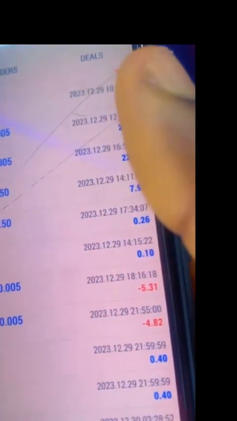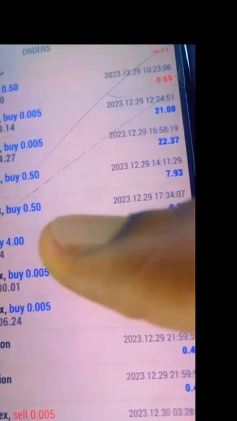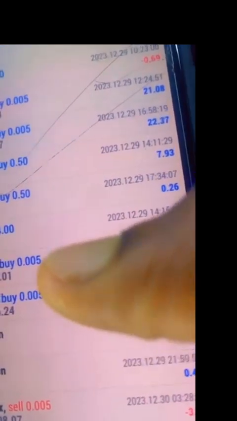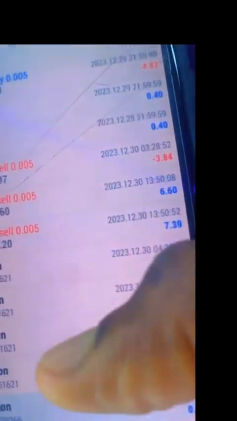You can see the losses you've been seeing are probably maybe $5, $4, $3, $1. But when you come to the wins, you can see $7, $21. So guys, that is the progress of the account so far.